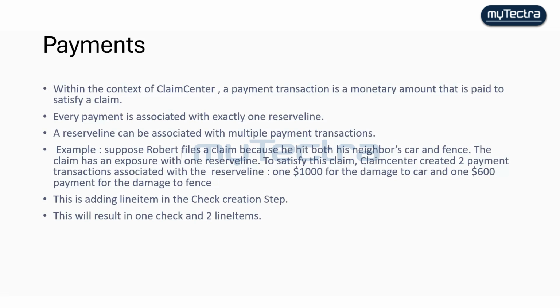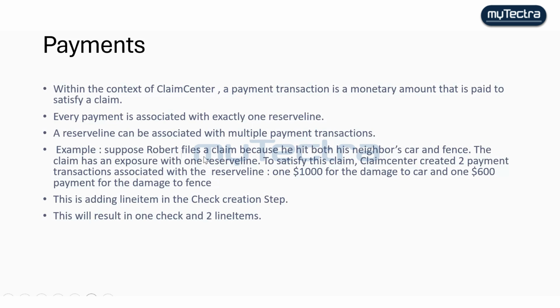You can add different line items inside the check screen. They give a further detailed explanation, like some property: fence $500, wall $2,000. Then this will be two payments. That is why they say multiple payments. Multiple payments, but it's a single check. Suppose a claimant has his neighbor's car and a fence damaged, liability property damage. The claim has an exposure with one reserve line only. ClaimCenter creates two payments. You simply add a line item associated with the reserve: 1,000 for the damage to the car and 600 for the damage to the fence. This is all only for interview purposes.